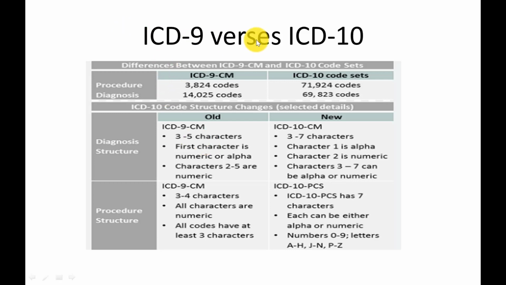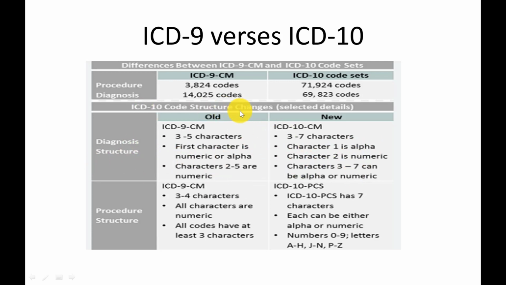Then ICD-9 versus ICD-10. This is just for your understanding. In procedures, there are 3,824 codes, while here there are 71,924 codes. Structurally, we'll just compare major points. ICD-9 has 3 to 5 characters, and it is old, while ICD-10 codes are new, with 3 to 7 characters. The first character is numeric here, and alpha here. We'll not go into the details. Okay.